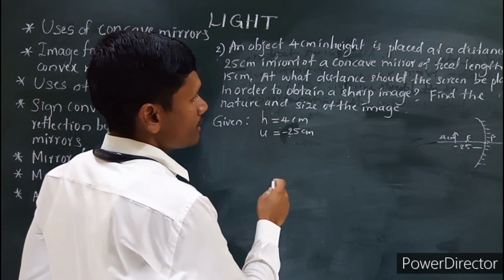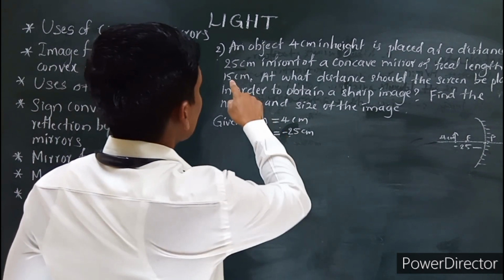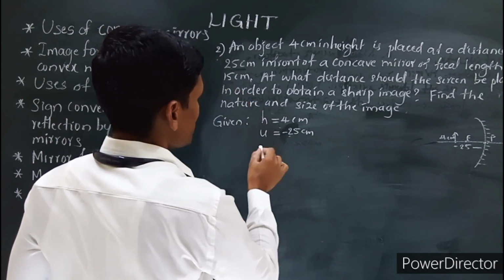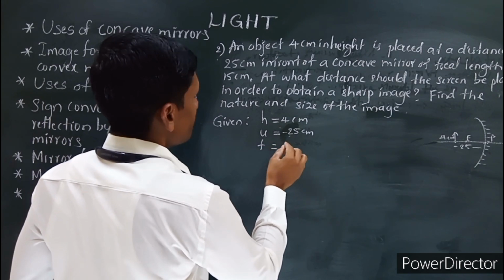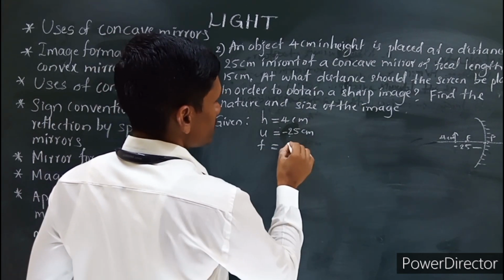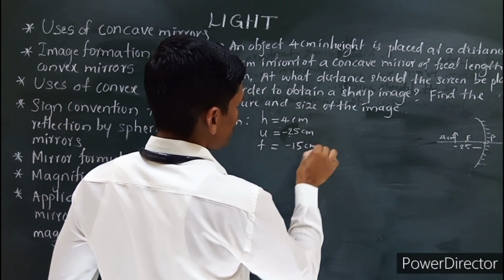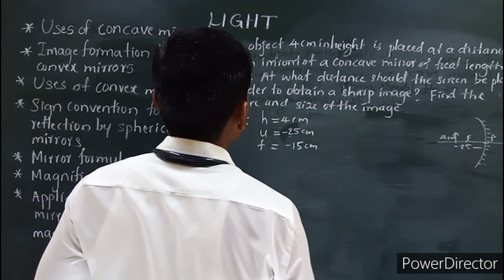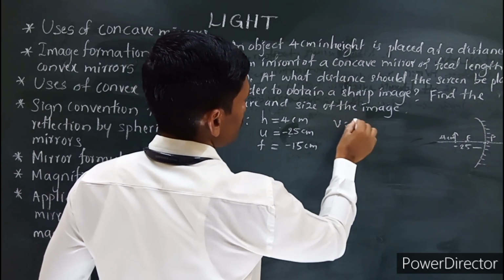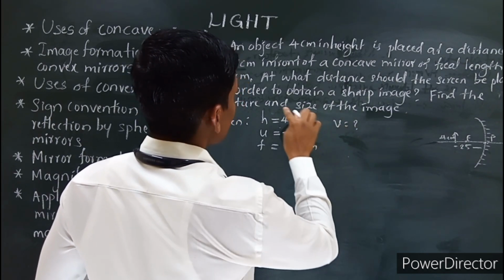And next coming to image distance. Here the focal length is 15 centimeter, let us write that also. Focal length is 15 centimeter. We have to take it as a negative value because it is to the left of the mirror. Next, what is asked? Image distance is asked, v is equal to what. Next, size is asked.